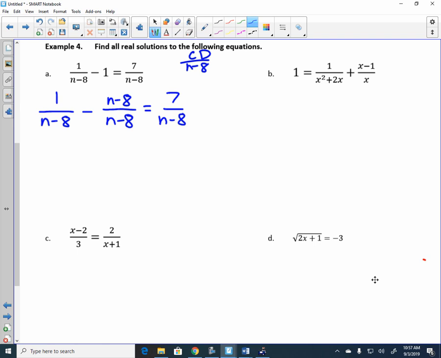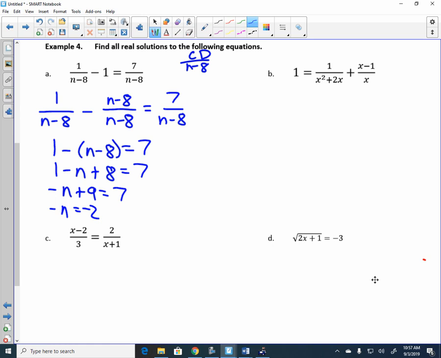If the denominators are the same, then we can just work with the numerator. And so we have 1 minus the quantity n minus 8 is equal to 7. Distribute the subtraction sign. 1 minus n plus 8 is equal to 7. Or negative n plus 9 is equal to 7. Or negative n is equal to negative 2. Thus, n is equal to 2.